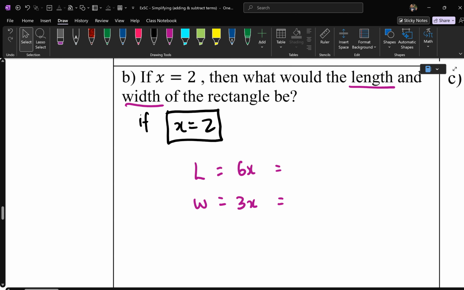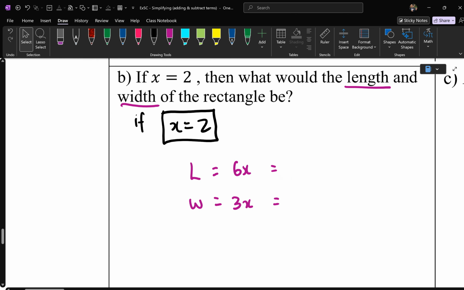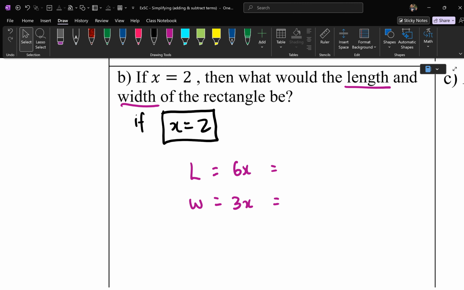So look at that question there. If length is 6x, yes, Lucas? Sorry, I thought you had your hand up. Not sure. Oh, did you need notes?